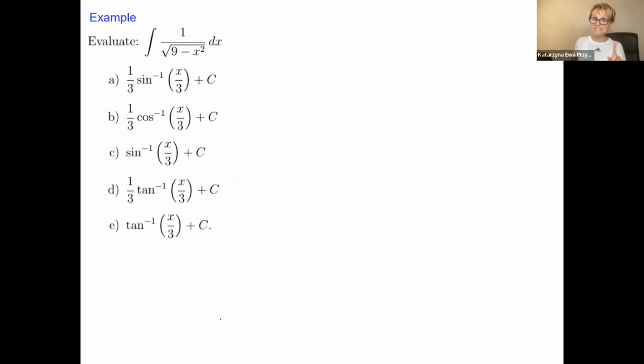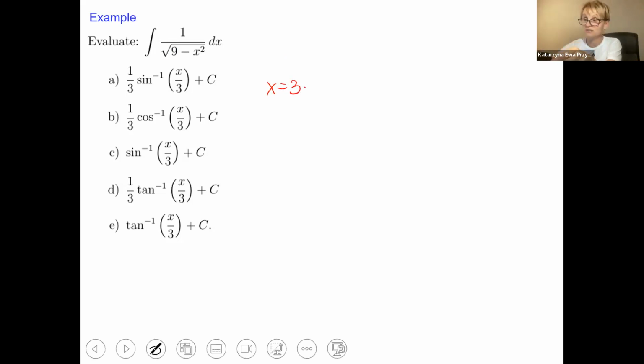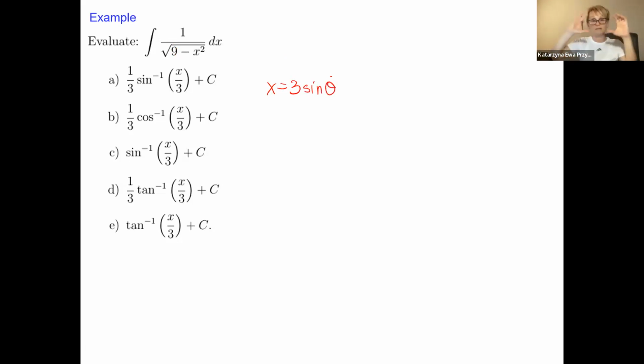Let's see. That's what we see here. We see the square root expression, right? And we have a constant minus x squared. What trigonometric substitution will be good? That constant 9 will force us to have a coefficient 3, and this is sine. We remember that table. Please look at that table that I provide for you for section 7.3. And then dx is derivative cosine theta d theta.